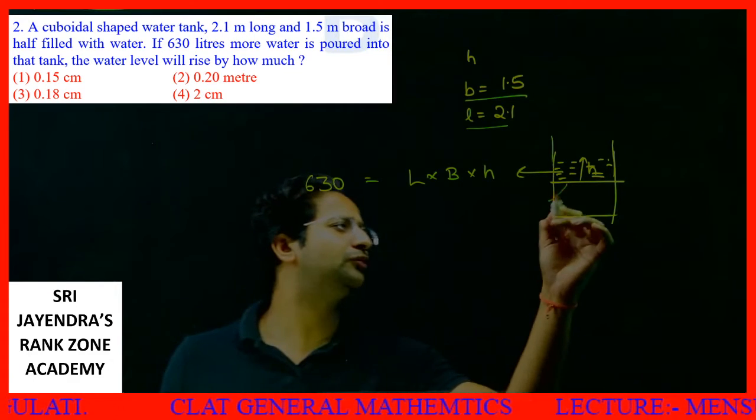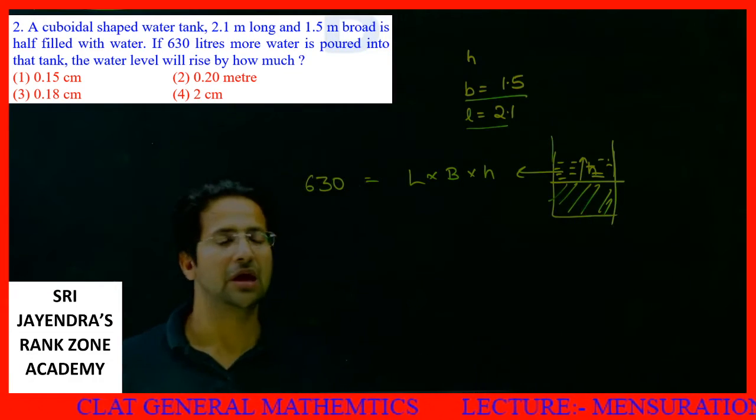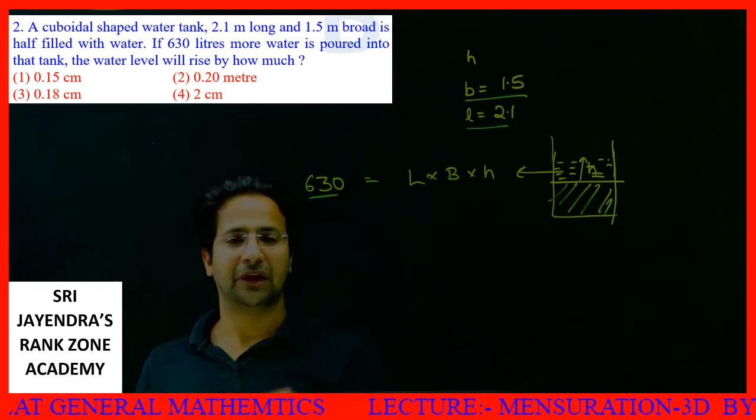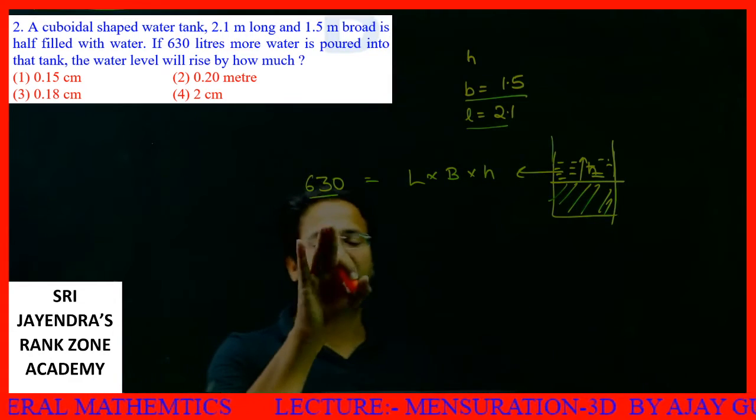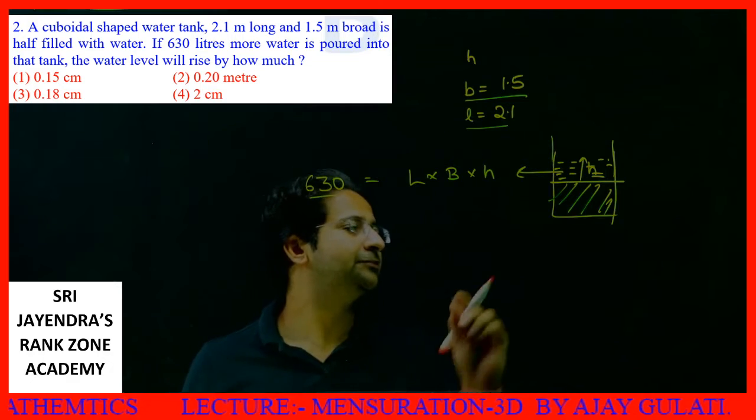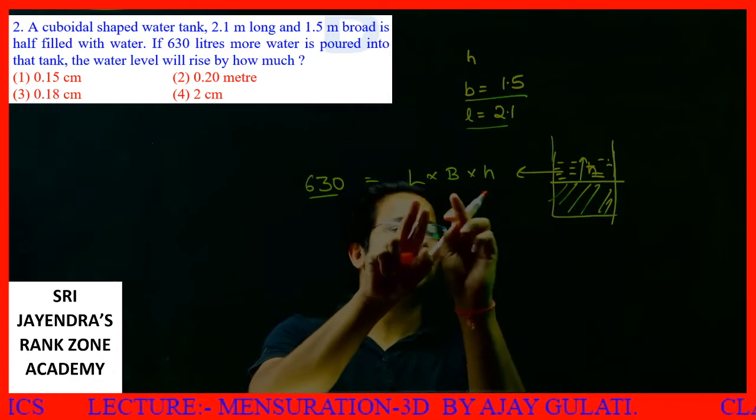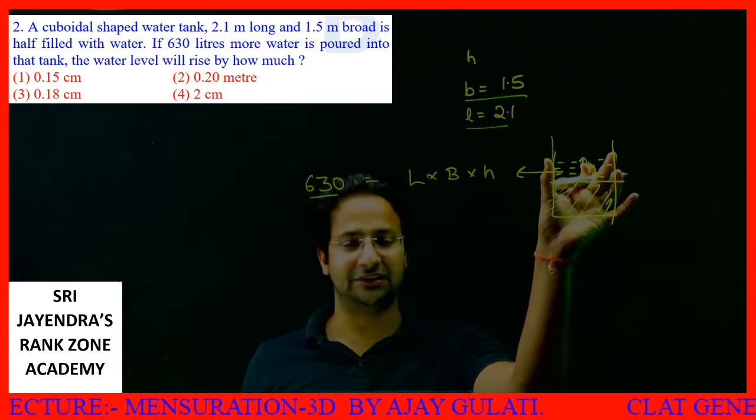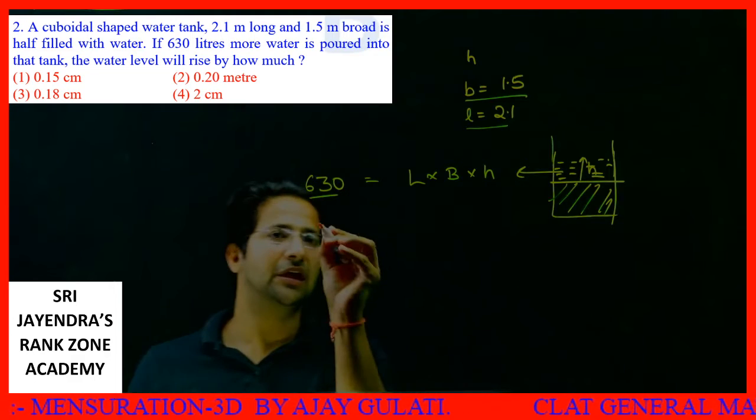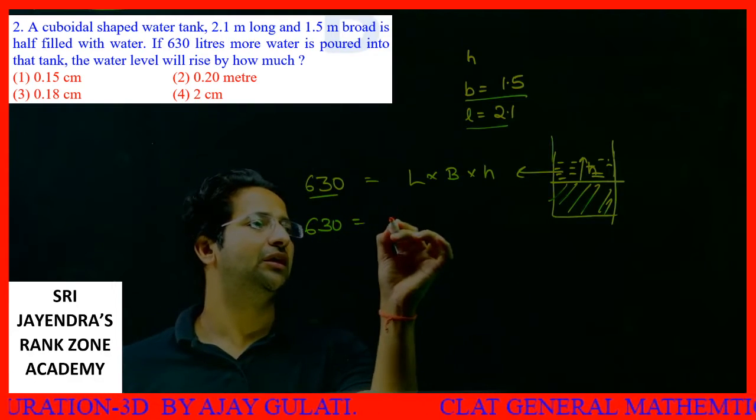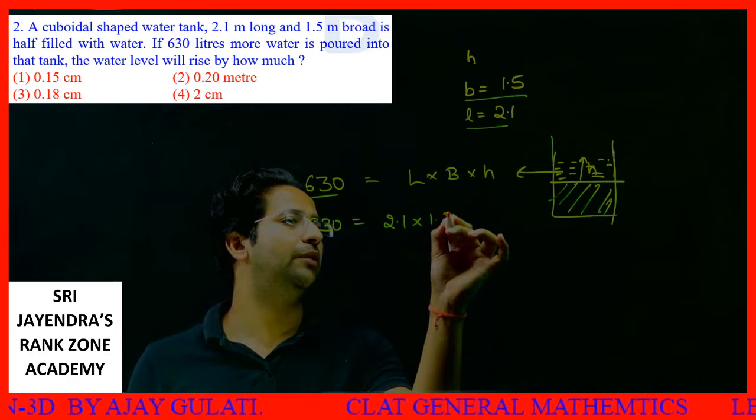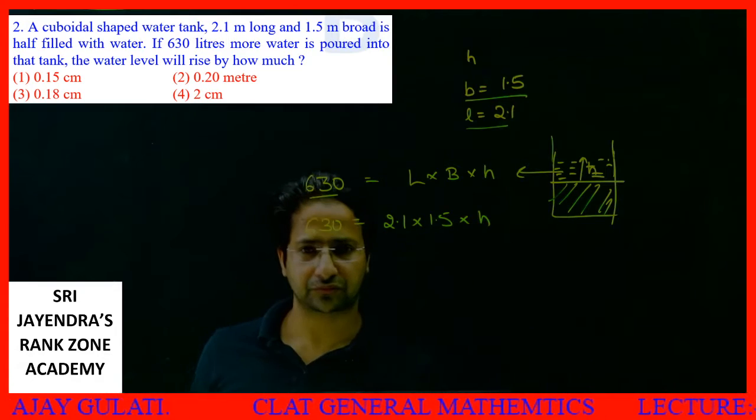I don't know how much water was initially. This was the initial water. I add 630 liters of water. When I add 630 liters of water, what happens is, this had a length into breadth and height, this much height increases. So this is L into B into H. I can say 630 is equal to 2.1 into 1.5 into H.